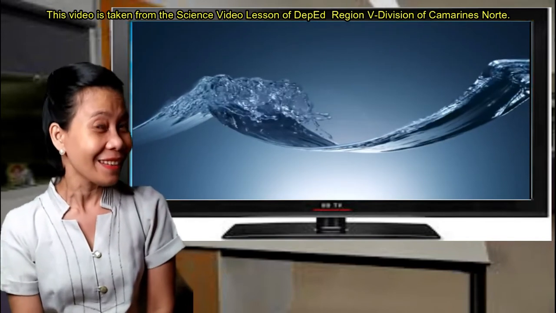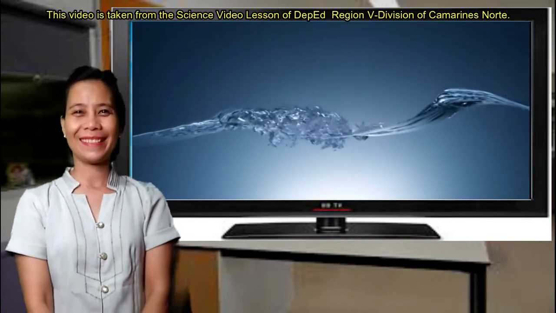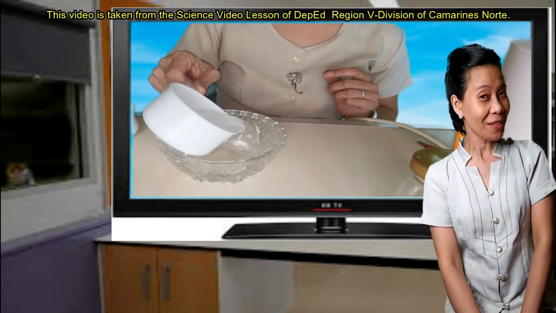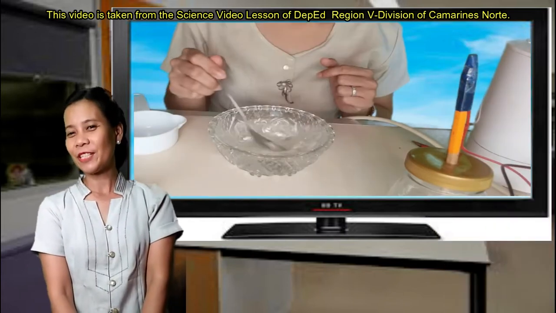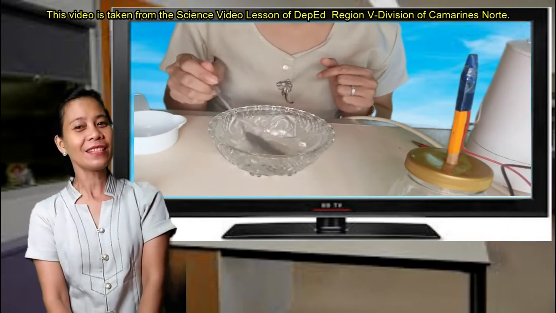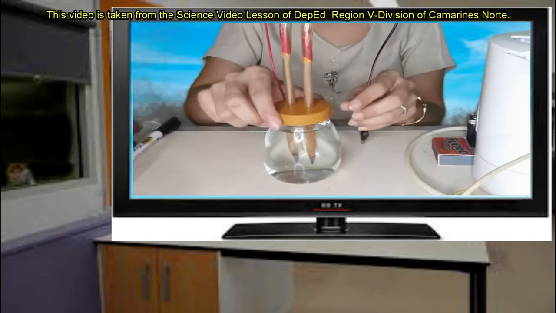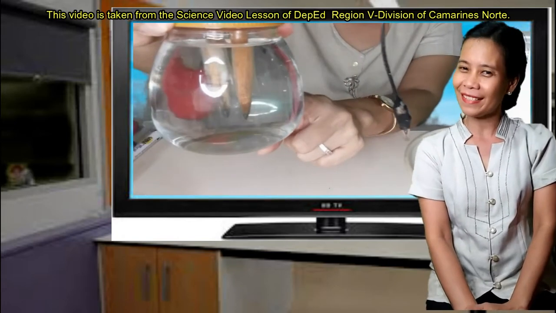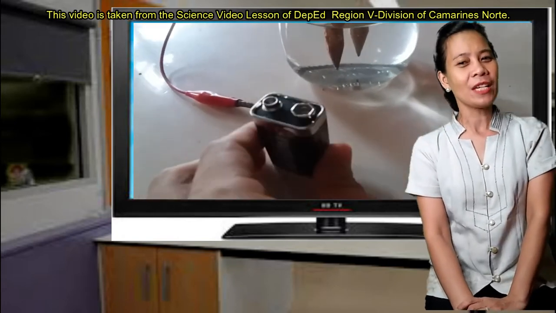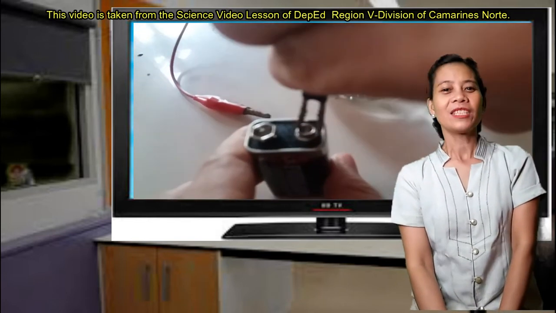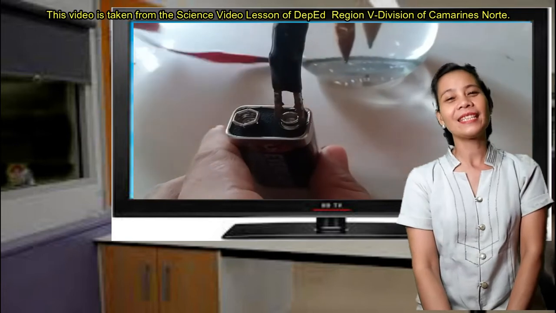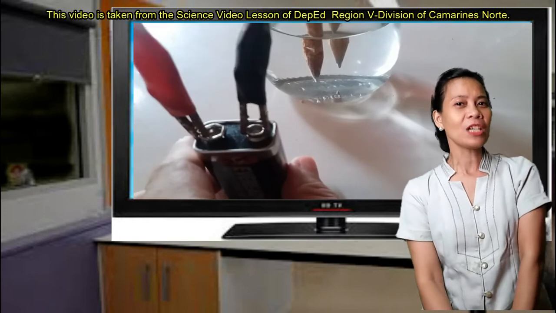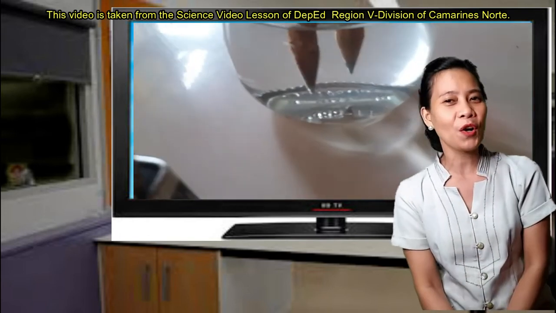Are you ready? Okay, let's do this. Put 1 cup warm water in the bowl. Add 1 tablespoon salt. Stir until dissolved completely. Pour the mixture of salt and water in the improvised electrolysis device. Connect the alligator clips to the 9 volts battery. The red wire is to be connected to the negative side of the battery, while the black wire or alligator clip is to be connected to the positive side of the battery.